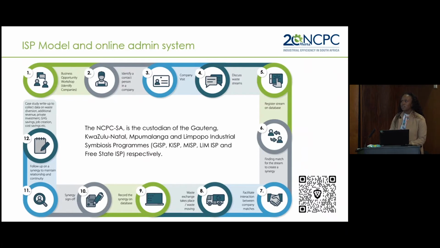A synergy means waste has moved from company A to company B. And then through the system, we are able to quantify the impact from that diversion of waste from the landfill.